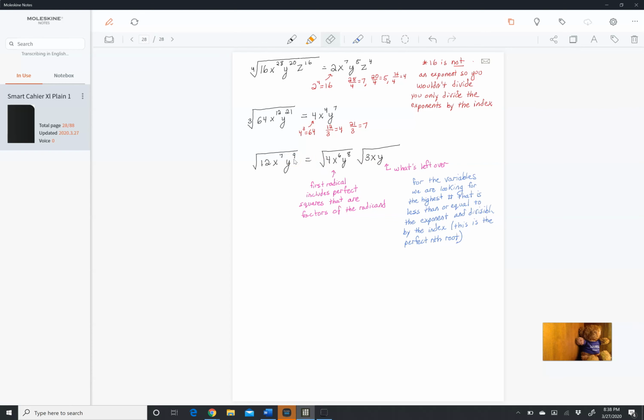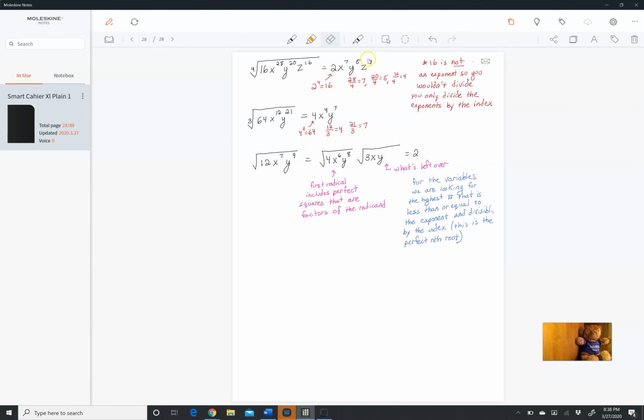We say, okay, let's start at 9. And let's go down until we find a number that's divisible by 2, which is our index. So 9 is not divisible by 2, but 8 is. So we put y to the 8th under the first radical, and what's left over? Y to the first. Okay, now we just need to simplify this radical here. So we need a number that squared gives us 4. So 2 squared gives us 4. So we just have a 2 here.